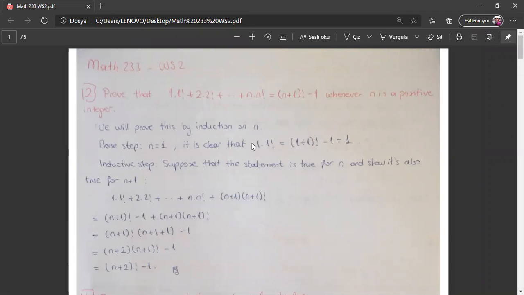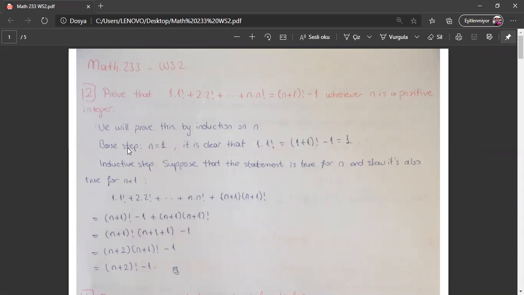Hi everyone. We will solve the second worksheet today. So we start with the second question. We will prove this equality, okay, when n is a positive integer. So we'll prove this by induction on n.